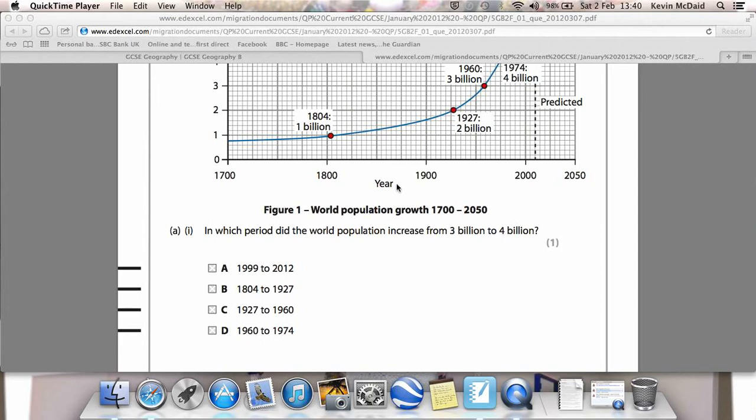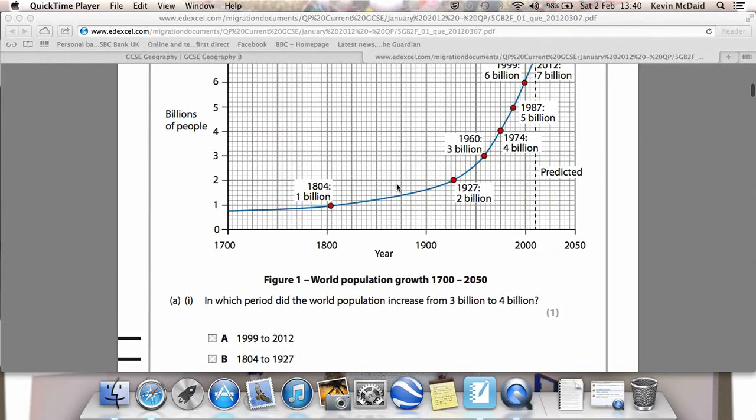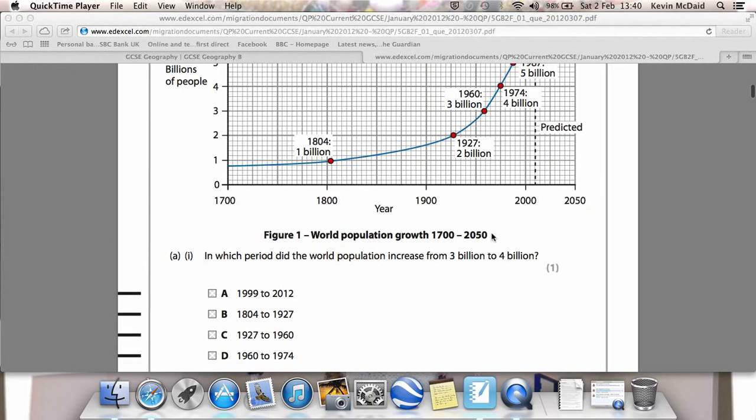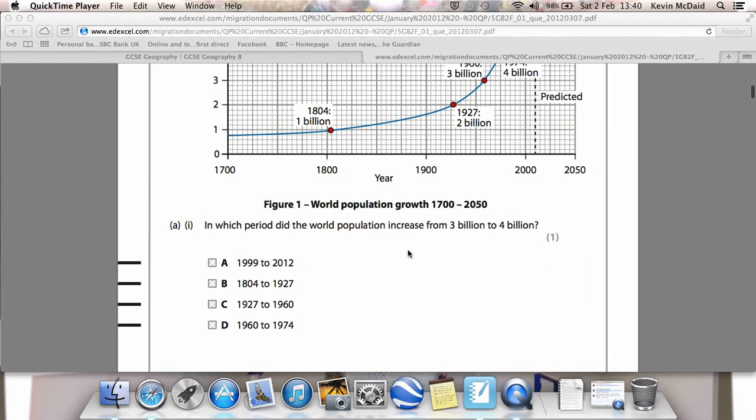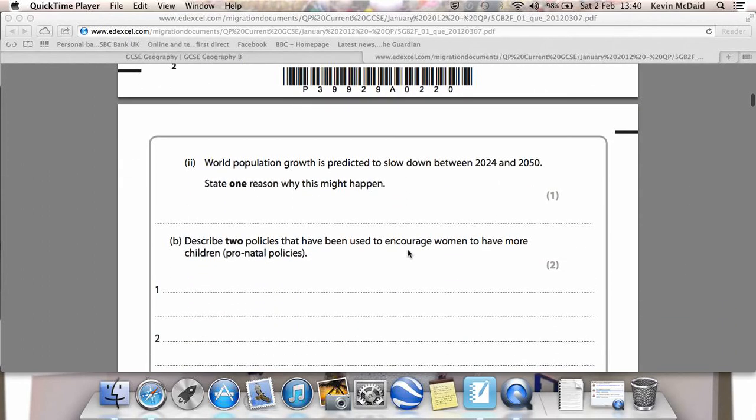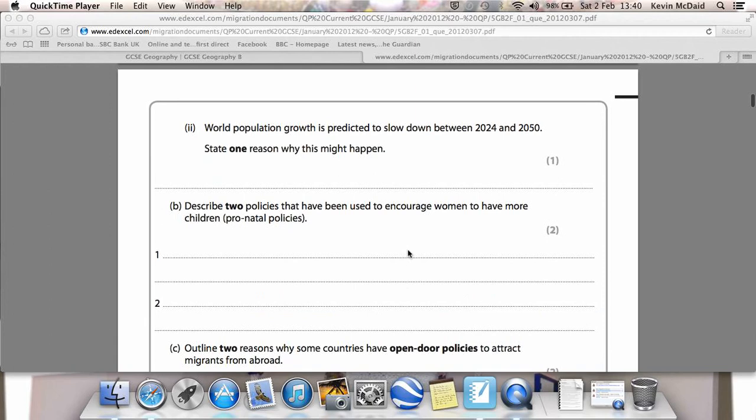So, which period did the world population increase from 3 billion to 4 billion? Very simple. Here's 3 billion, here's 4 billion. So 3 billion, 1960, 4 billion, 1974. The answer is D. Okay. We go on to the next page. We've got 7 marks left in this question.